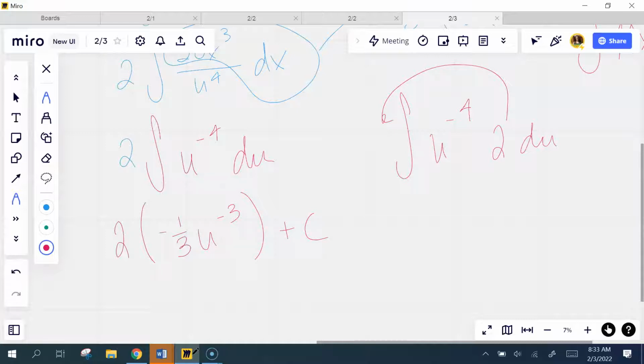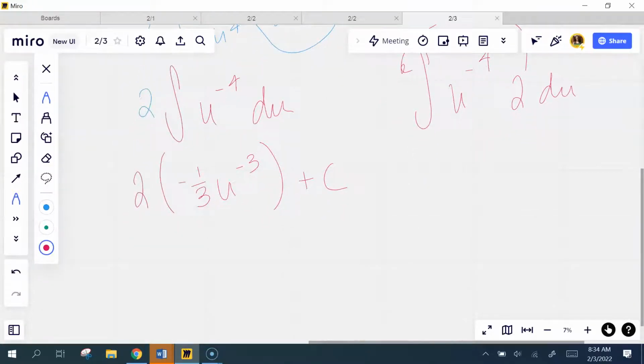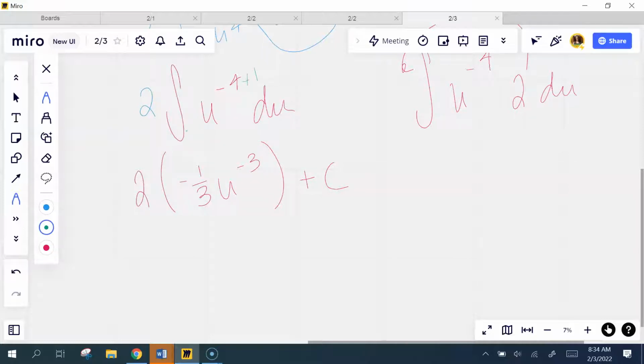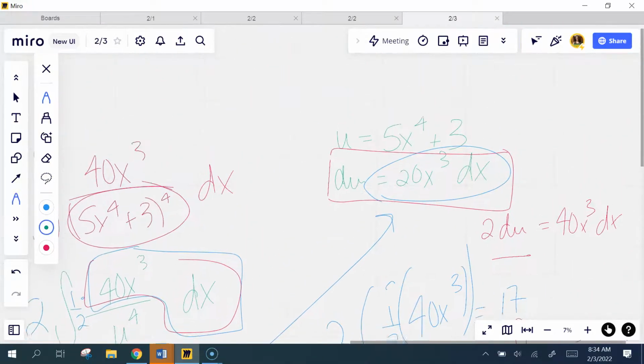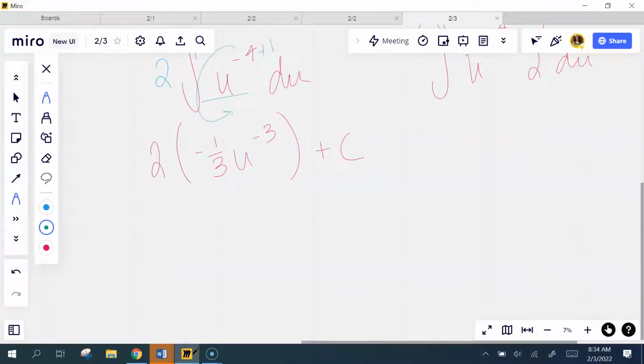No, you don't have to. Then, of course, that's -1/3 u to the -3rd. Is that what y'all got? Because it's just the u with one exponent. So add 1 and then divide by that here, right? And then plug the u back in, that's right. What was our u? 5x to the 4th plus 3. -2/3, 5x to the 4th plus 3, to the -3. If you put that on the bottom with the 3, that's fine too. Does that make sense?